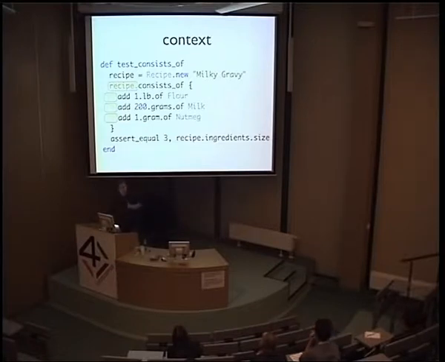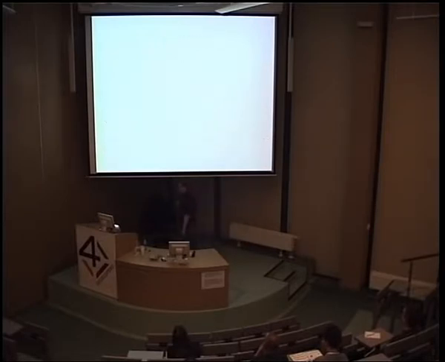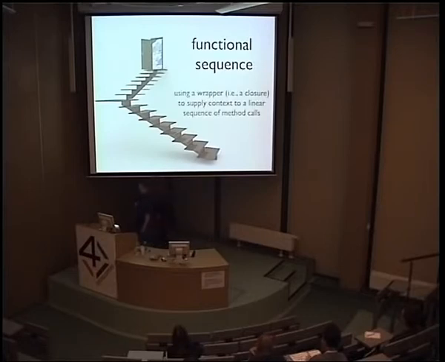Okay, I've talked about 2 of the 3 different ways that you can supply context for DSLs: method chaining, nested method, and the last one of these is a variation of this called functional sequence. Using a wrapper, for example, like a closure, which this last example was using, to supply context to a linear sequence of method calls. You'll notice this is the exact same problem that we solved with method chaining. It's a way of supplying a context so that you can make a series of method calls without having to repeat a lot of stuff.